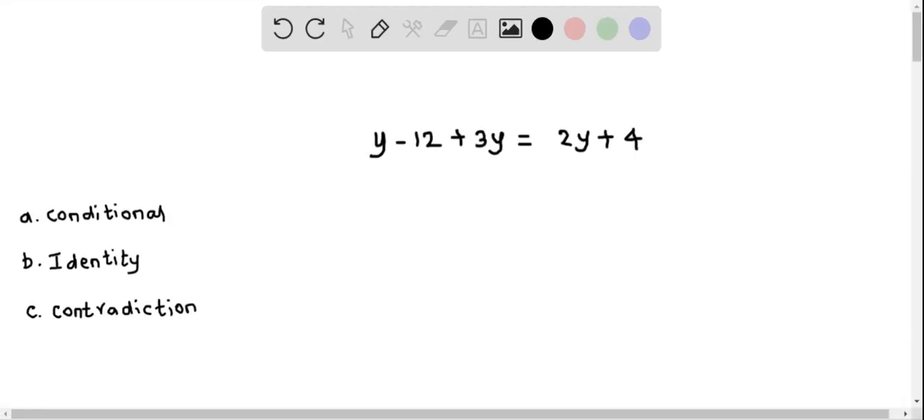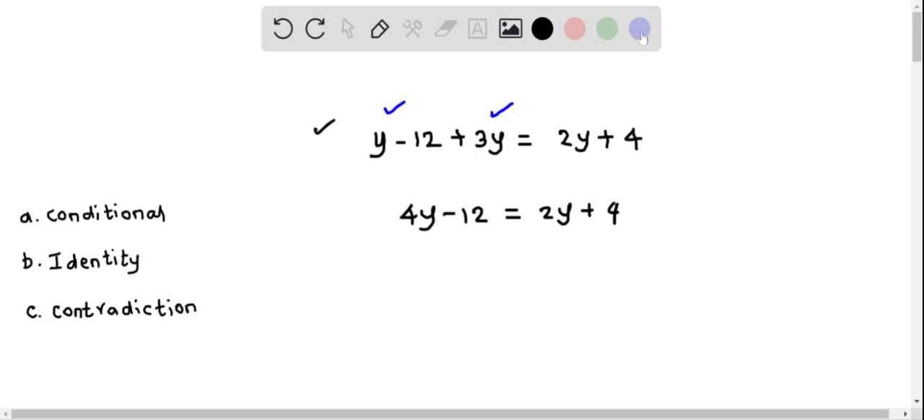Determine whether this given equation is a conditional, identity, or contradiction. So first, I'm going to simplify this given equation. We have like terms y and 3y. So when we add them together, we get 4y minus 12, and this equals 2y plus 4.